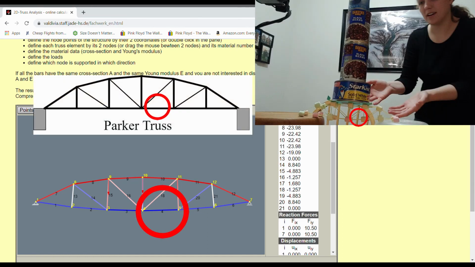Okay, let's take a look at our Parker Bridge and remember where it failed. And I think it was right here on this section. And that makes perfect sense because this is one of the darkest sections in the entire bridge, which means that it's under the most force out of all the members in the bridge. So if our bridge was going to fail anywhere, it was going to fail right here, exactly where we would expect it to.